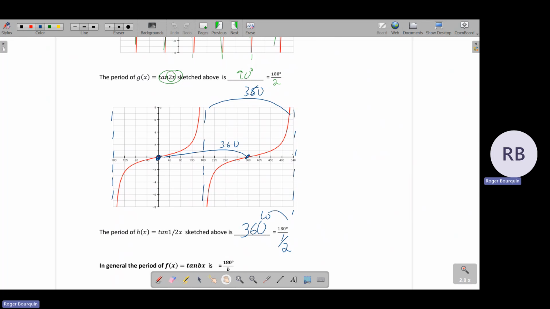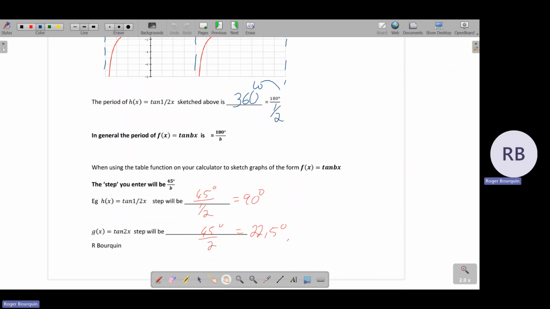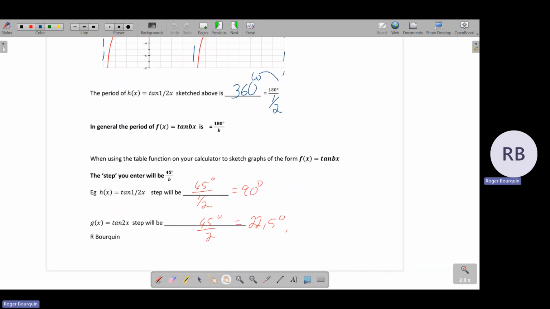When you're sketching a tan graph, in general, the period is 180 divided by b. For a normal tan graph, your step was every 45. So now it's going to be 45 divided by b. So if you're drawing tan half x, your step on your calculator will be 45 divided by a half, which is 90. Tan 2x, 22.5.